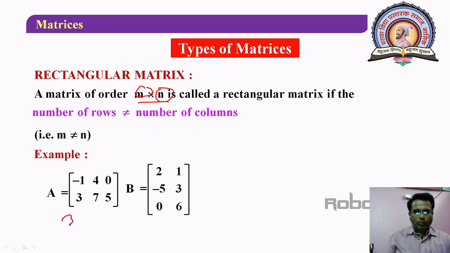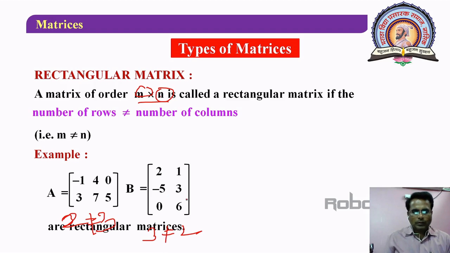Here the number of rows is 2, the number of columns is 3, 2 is not equal to 3, therefore it is a rectangular matrix. Here the number of rows is 3, the number of columns is 2, therefore they are not equal, hence this is also a rectangular matrix. So these are rectangular matrices.